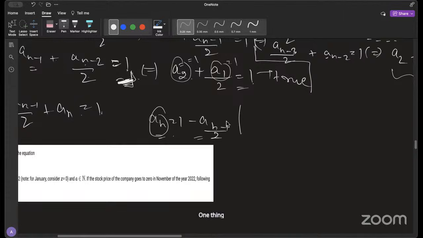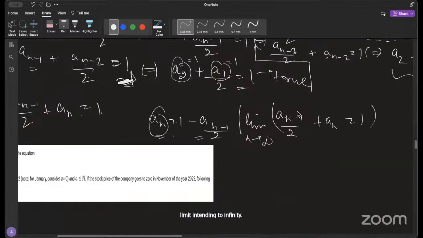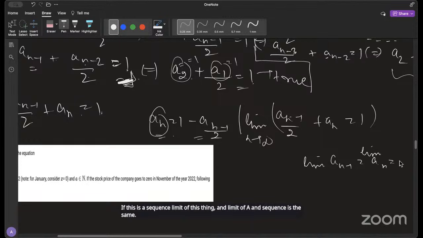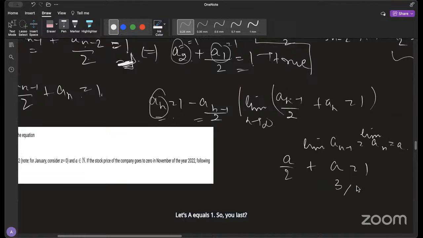One thing you can do here is, because you know that you have a_{n-1}/2 + a_n equals 1, and we know that the limit of these two is same, right? Now you can use limit n tending to infinity. The limit of a_{n-1}, if this is a sequence, and limit of a_n sequence is the same, right? Let's just call these two as a. So this limit is a/2 + a equals 1. So you will have 3 by 2 a from here, right? a should be 2 by 3. Now from here you can find the limit. Is that okay? Okay, got it. Thank you.